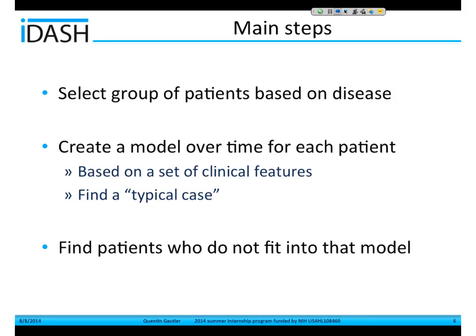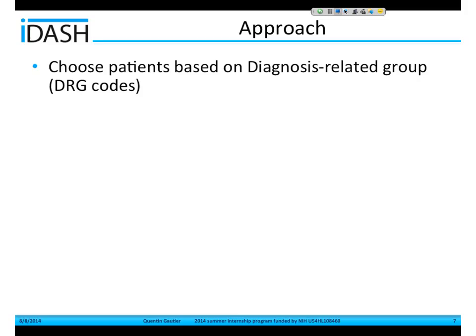we built this project around three main steps. The first one would be to select a group of patients with a similar condition so that we can get a homogeneous set of patients. And then, for each of these patients, try to represent their evolution over time based on these clinical features from the database. And maybe try to find a sort of typical case, a typical treatment that most patients fit in, but some of them don't, and those would be the outliers.